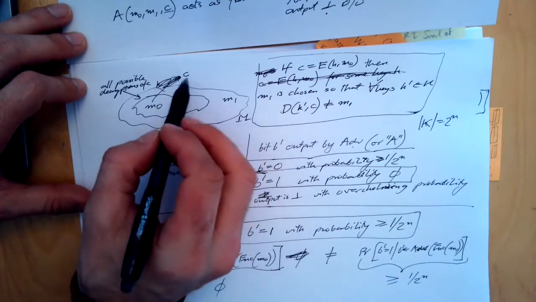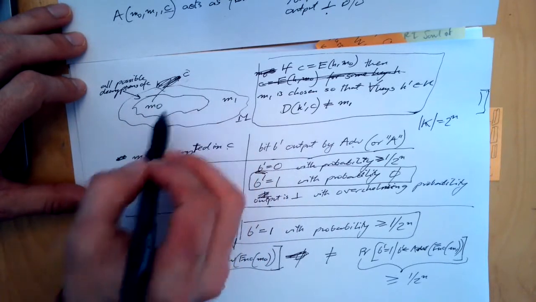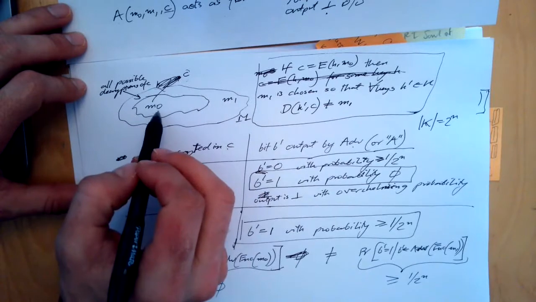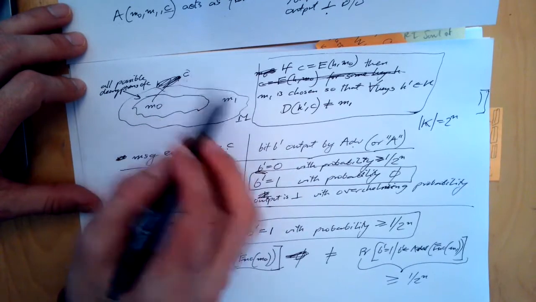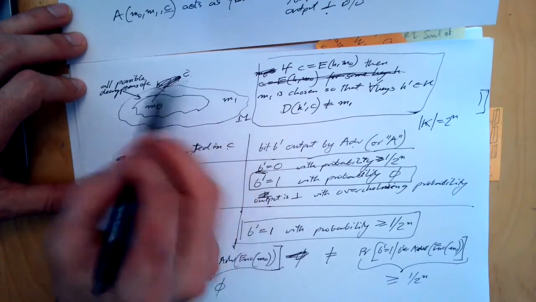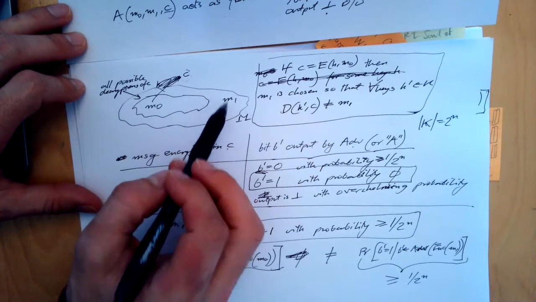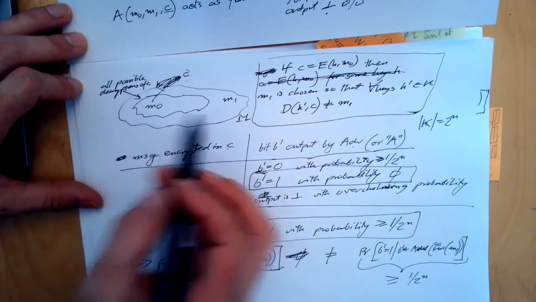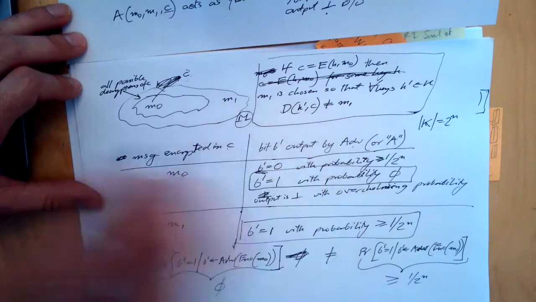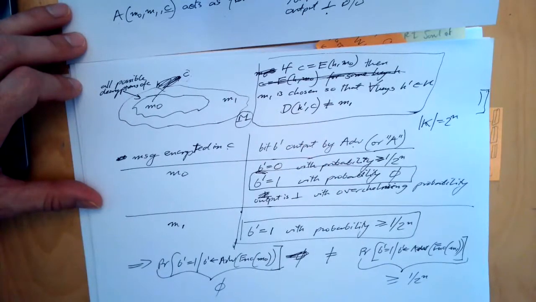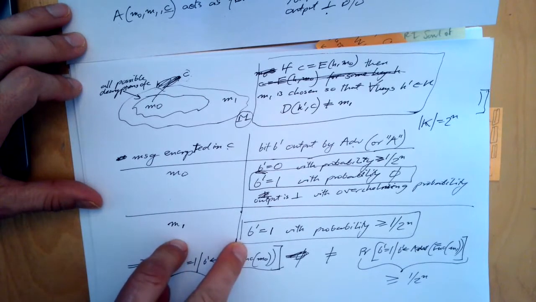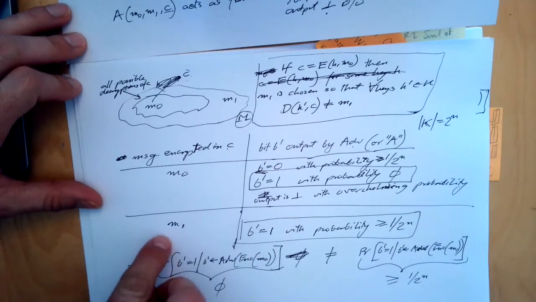If C is an encryption of M0, then it's impossible to decrypt C as M1. So there exists no key that decrypts C into M1, because the number of keys is smaller than the message space. Yeah, I understand that. So then in the second entry of the table for M1, how does B prime equal 1 with probability greater than that? Because that's the case where C is an encryption of M1.